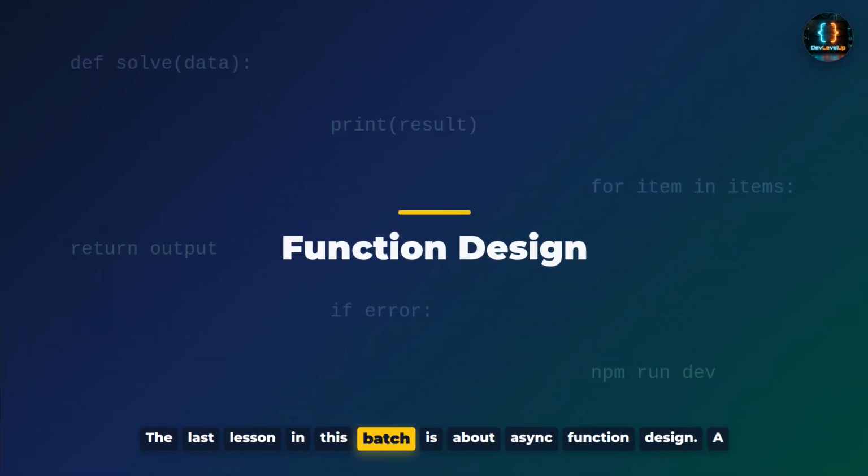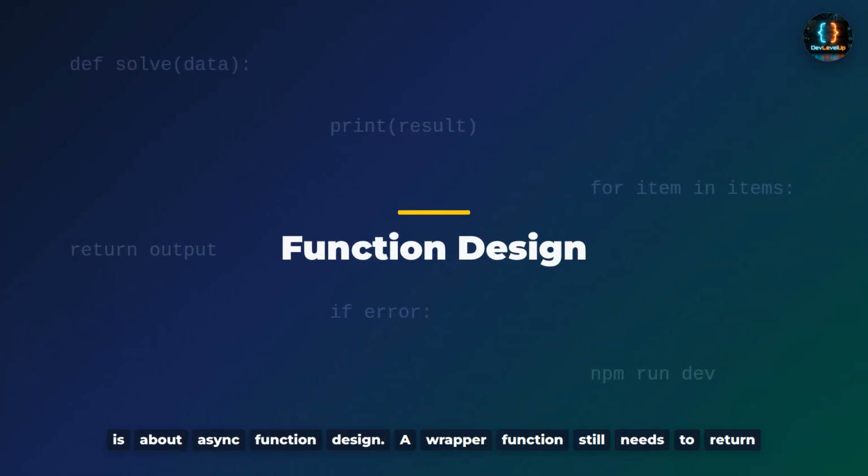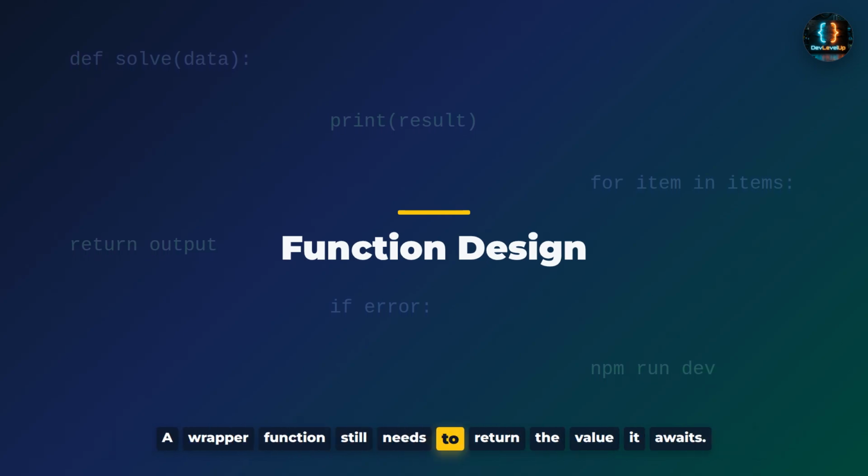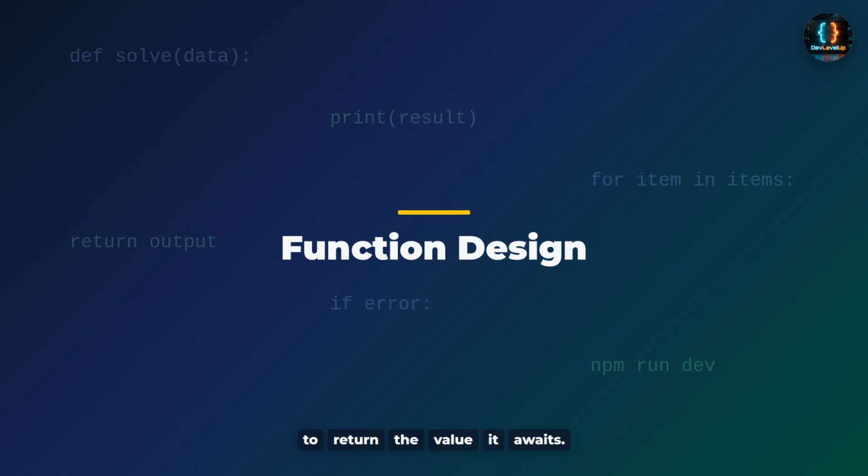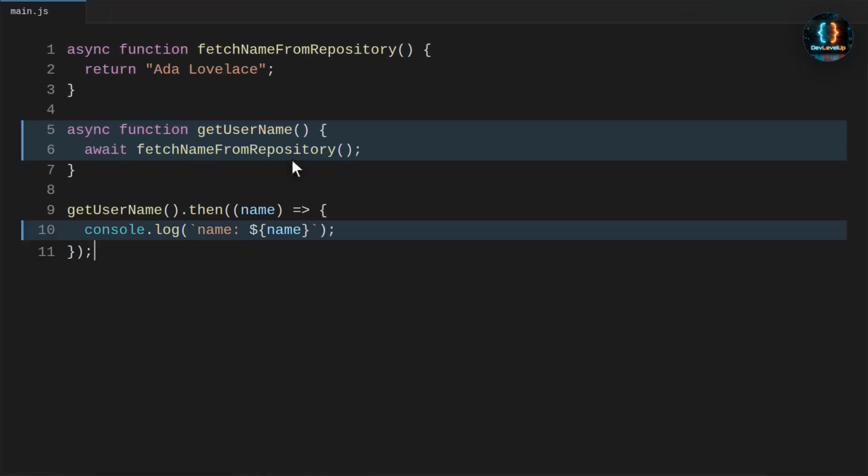The last lesson in this batch is about async function design. A wrapper function still needs to return the value it awaits. In a layered app, a service often wraps a repository call like this. The repository returns the name, but the service only awaits it and never passes the value back. Now we run the script and see what the caller receives.